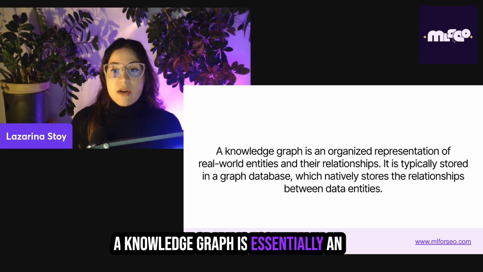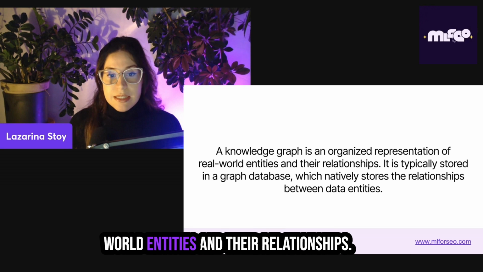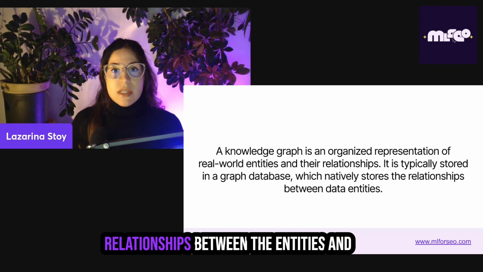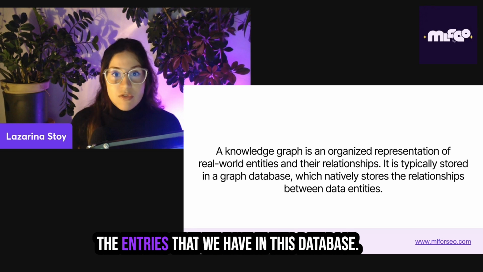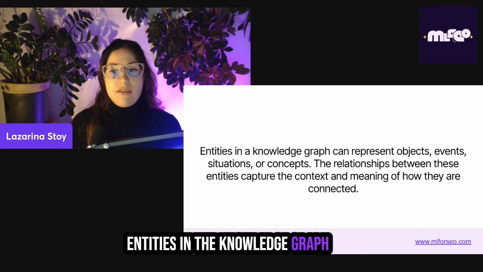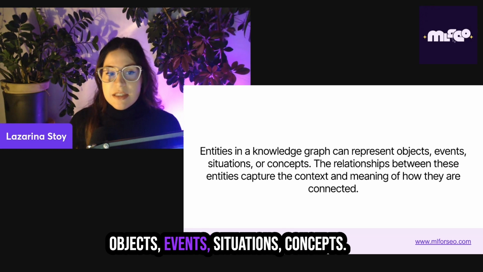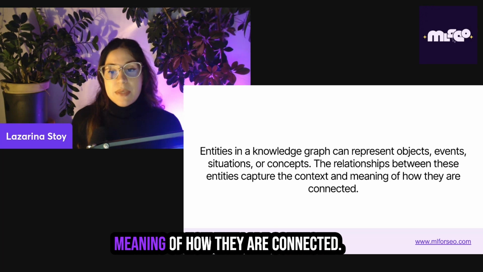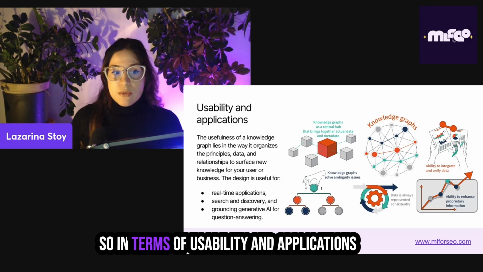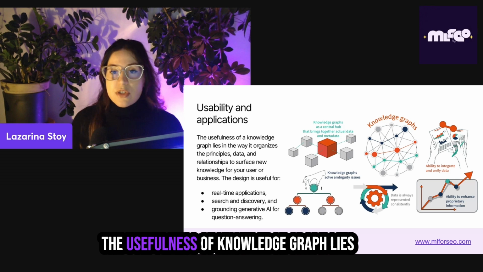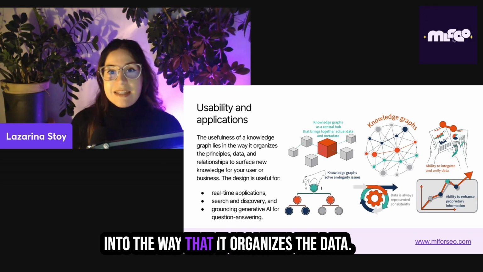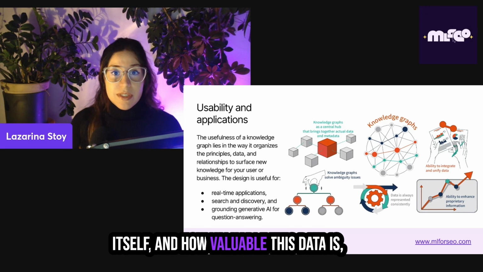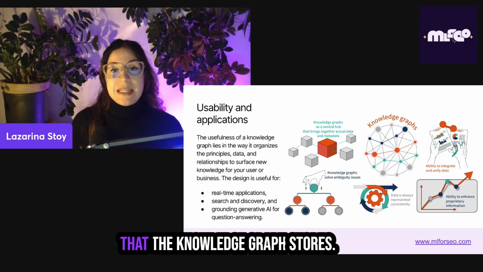A knowledge graph is essentially an organized representation of real-world entities and their relationships. And it's typically stored in a graph database, which natively stores these relationships between the entities and the entries that we have in this database. Entities in the knowledge graph can represent different things like objects, events, situations, concepts. The relationships between these entities capture the context and meaning of how they are connected. So in terms of usability and applications, the usefulness of a knowledge graph lies in the way that it organizes the data, the principles of organization, the data itself and how valuable this data is, how it can be used, and the relationships that the knowledge graph stores.